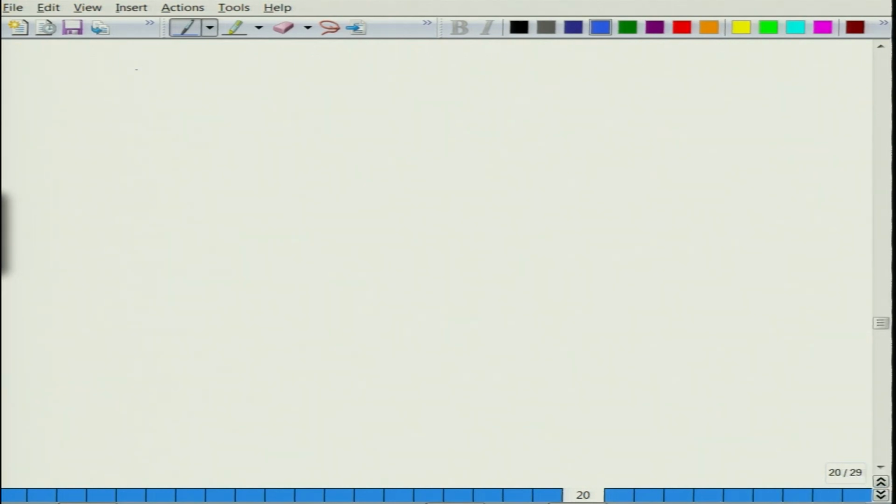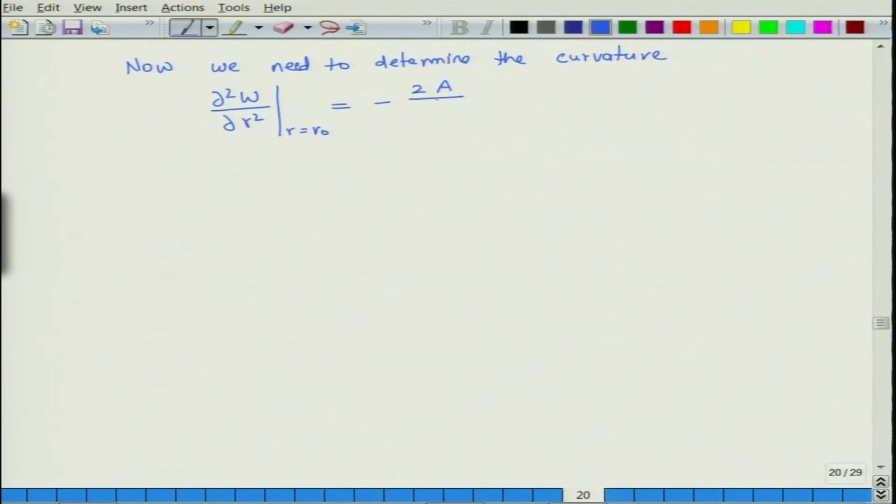So now we need to determine the curvature, all right. So curvature is given as the second derivative of W, del 2 W by del R square, at R is equal to R naught, and if we do the differentiation again, we get minus 2A divided by R naught to the power cube plus 90B into R naught to the power 11.